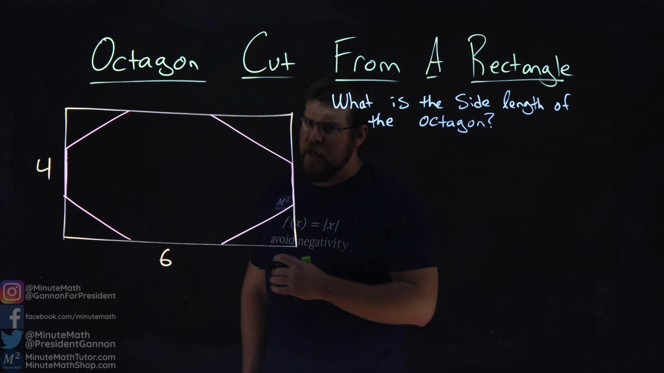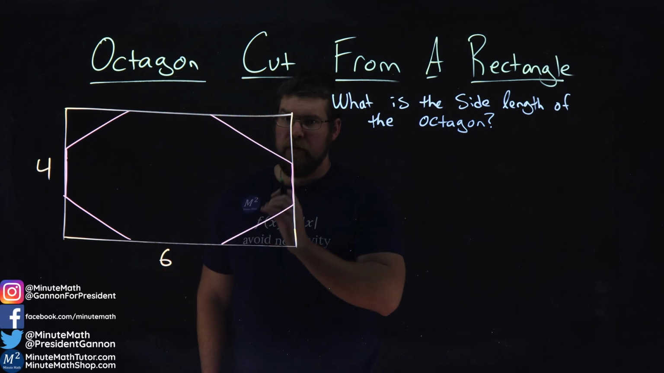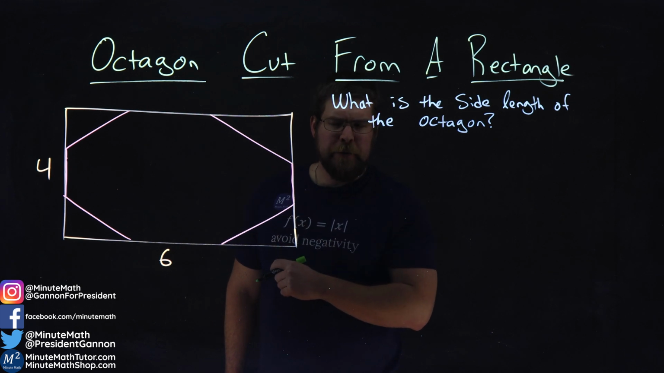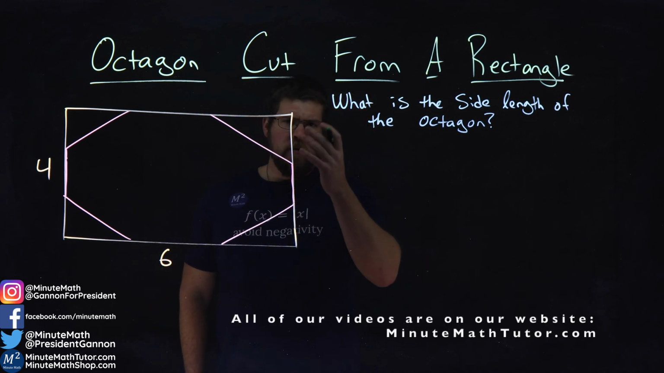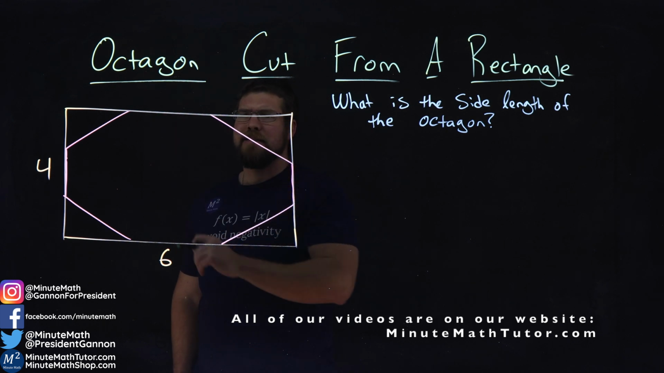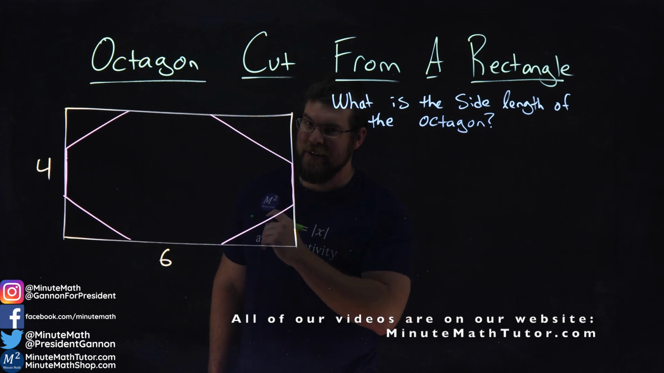We're given this picture. It's a 4 by 6 rectangle, and we have an octagon inside of it. Don't judge my drawing here. We want to find the side length of this octagon. A few things we know: the octagon has the same side length for each side. Again, let's not judge my octagon.